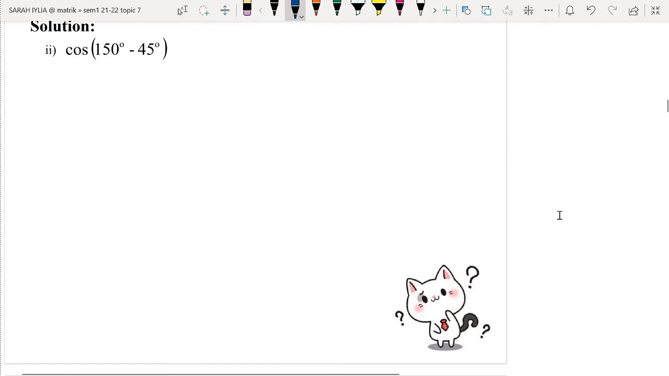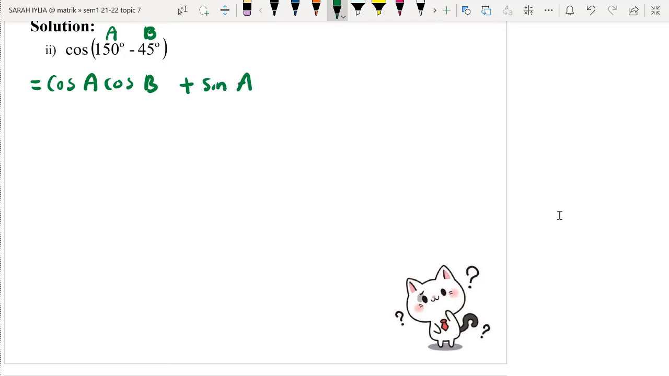So now we have cos of 150 minus 45. So treat it as before. The first angle would be A, second angle would be B. So if I open up this using compound angle formula, it would be equal to cos A cos B plus sin A sin B. Nampak macam saya terror sangat kan?